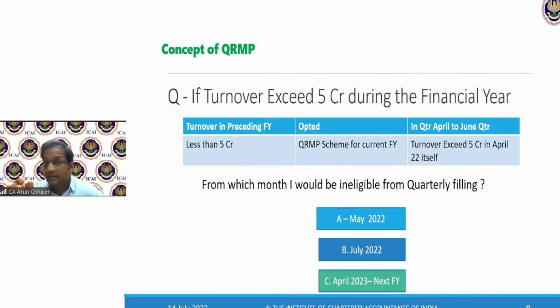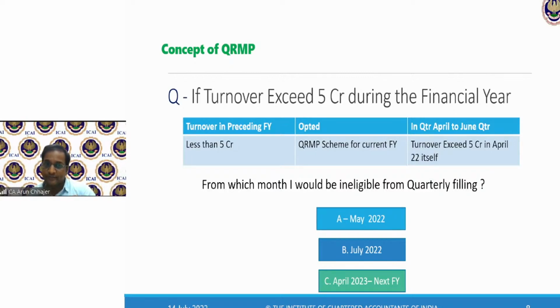My question is that suppose I have selected QRMP for one quarter, from Jan to March, and within that quarter my turnover exceeds 5 crore. So I know that QRMP would be available if the aggregate turnover is up to 5 crore. But my turnover exceeds 5 crore. What to do in this case?